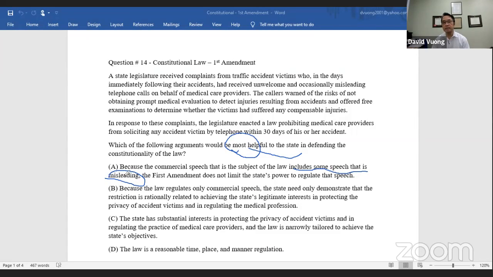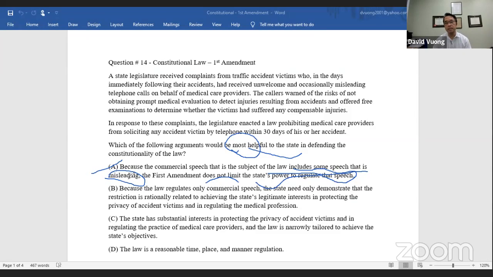So cannot be misleading. And then the next sentence says, the First Amendment does not limit the state's power to regulate that speech. Well, are you telling me that the state can regulate the speech any day it wants? There's no limit? You know, that's overbroad, remember? So that's also wrong. So A is gone.